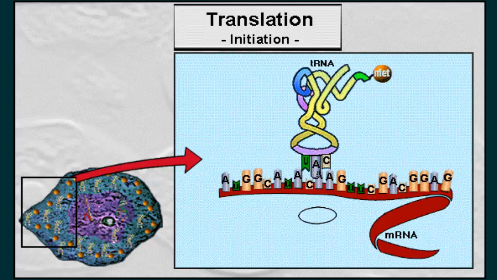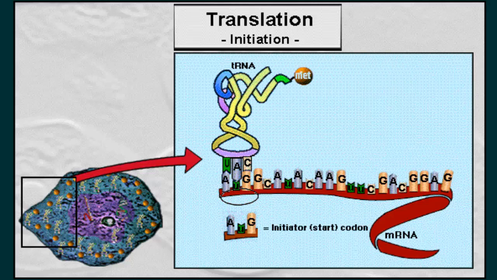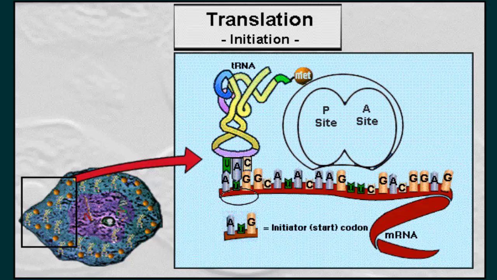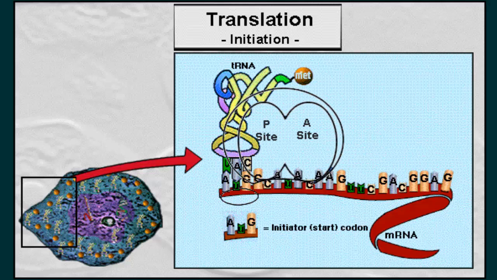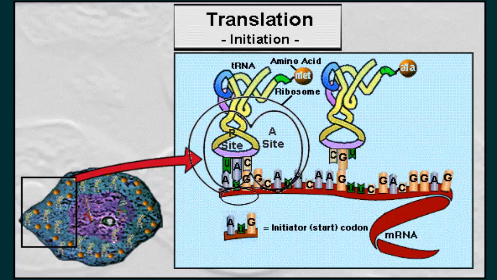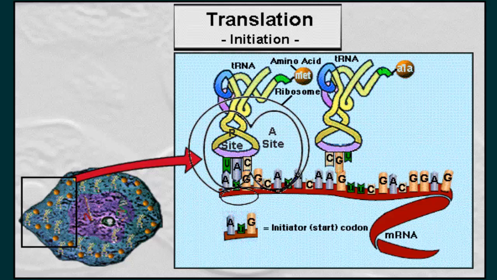Once the tRNA has attached itself to the mRNA at the site of the initiator codon, the large ribosomal subunit joins the complex. Notice that there are 2 groove-like sites in the large ribosomal subunit, the P site and the A site. Into these fit the tRNA molecules carrying amino acids. The large ribosomal subunit joins the complex so that the initiator tRNA fits into the P site. This leaves the A site free for the next amino acid carrying tRNA molecule.